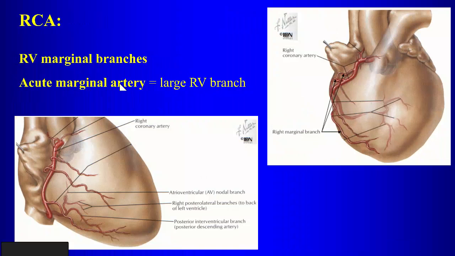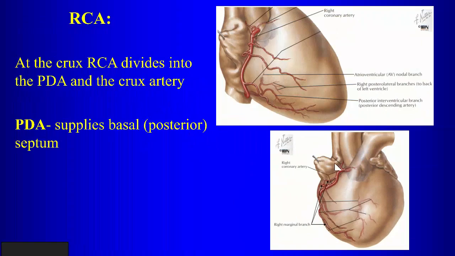Okay? And then we have these branches off the right coronary artery. They're called the acute marginal branches, the largest one, the acute marginal artery. So they supply there the myocardium of the right ventricle. And then when we get to the bottom of the heart, right there behind the posterior surface of the heart near the diaphragm, that's the crux there. There it will divide into the PDA and the crux artery. So the PDA going this way, the crux artery going that way.